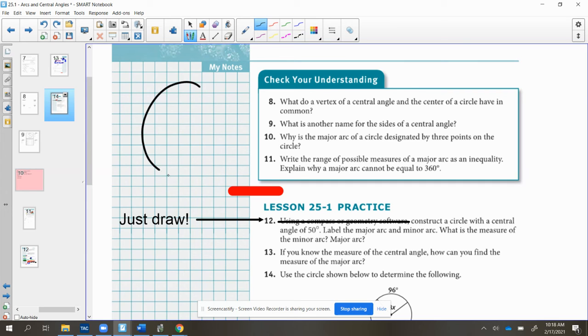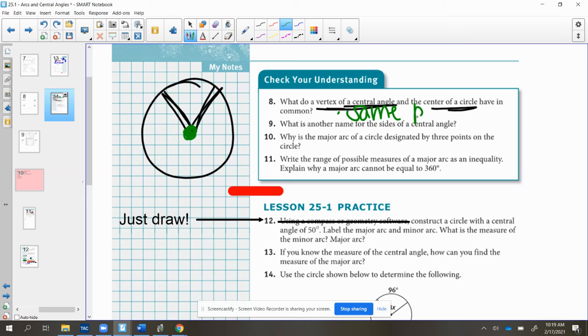When we talk about a circle with a center, and here's a central angle, something that the vertex of the central angle and the center of the circle have in common is that they are the same point. They're going to meet at the same point in this picture. And another name for the sides of our central angle is the radii. The central angle is made up of the radii of our circle. So that's special to our central angle.